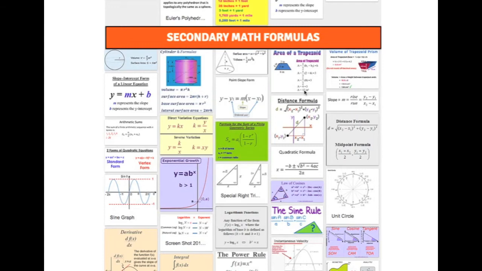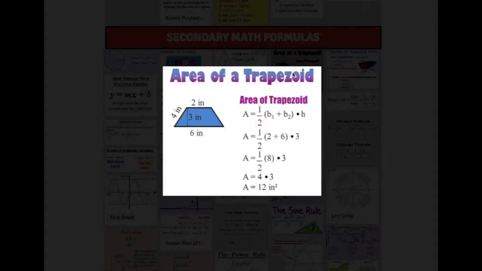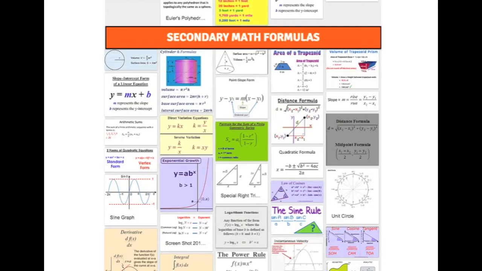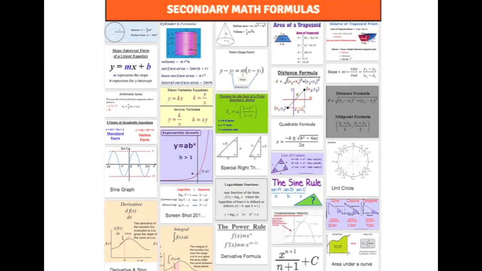For secondary math teachers, you're going to have to know a lot more. You want to come in having a working understanding of how to find the area of the trapezoid, or what's the difference between direct variation and inverse variation. Use this page right here as a formula sheet page, a visual formula sheet page to help you as you work through your practice problems.